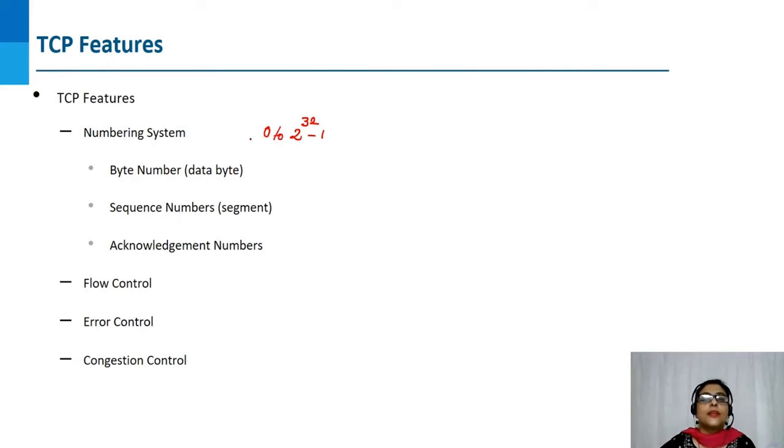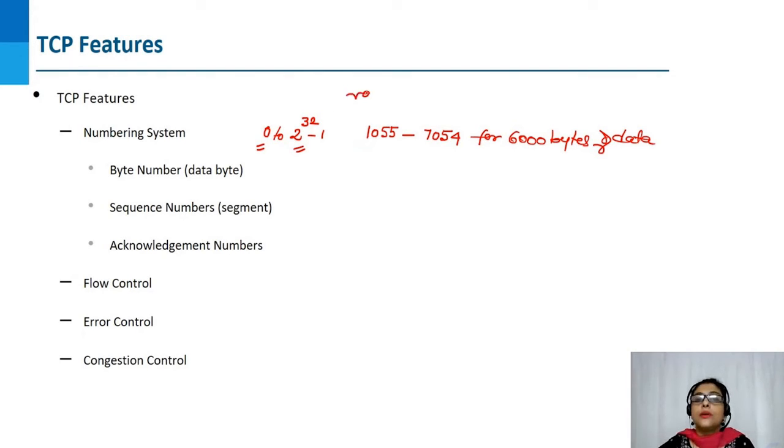For the numbering system, it can use a value between 0 and 2 to the power 32 minus 1. It is a random number. Not necessary that it has to start from 0 or 1. So it is a random number. Let's say it is starting with 1055, and if it has to send 6000 bytes of data, then the last numbering will be 7044. So this is how the byte number is assigned.